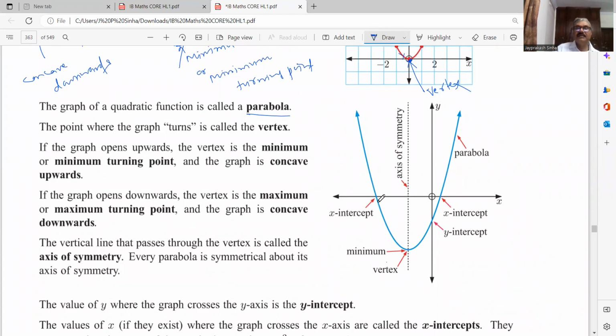Correct? And the points where the graph cuts the x-axis are called x-intercepts. And the point where the graph cuts the y-axis is called the y-intercept. So this is the y-intercept and this is the x-intercept. So there are two x-intercepts in this case and one y-intercept. The value of y where the graph crosses the y-axis is the y-intercept.